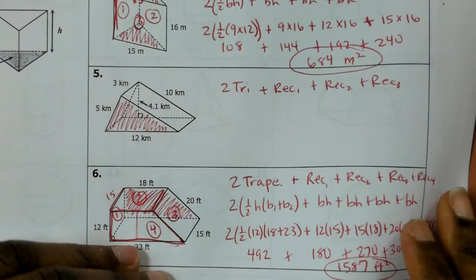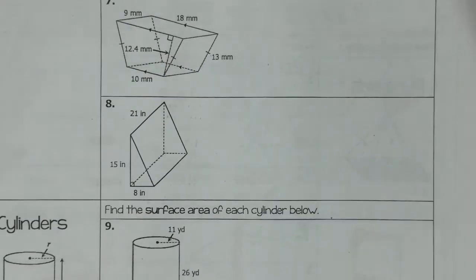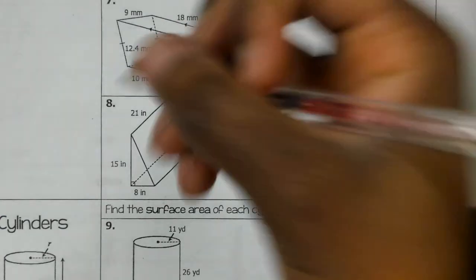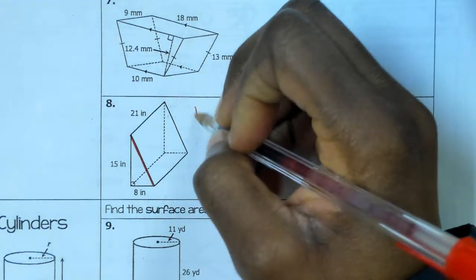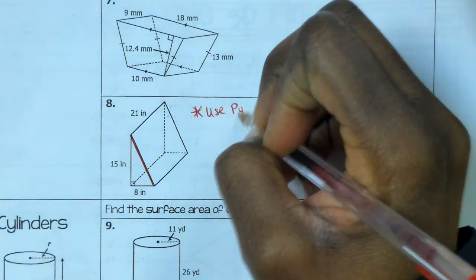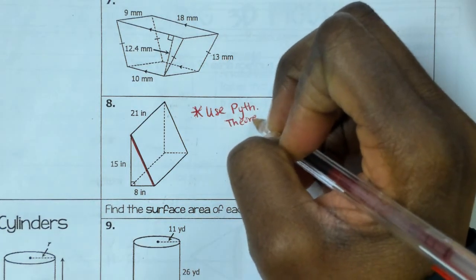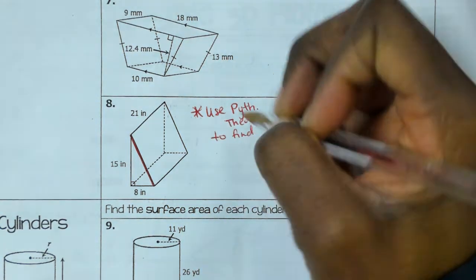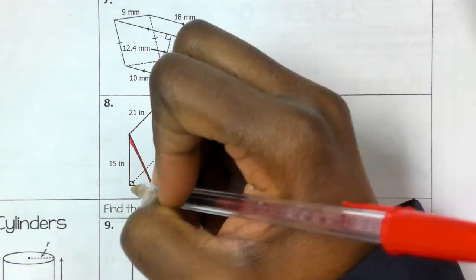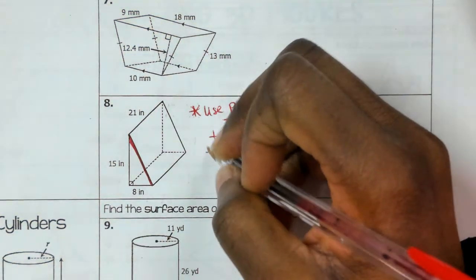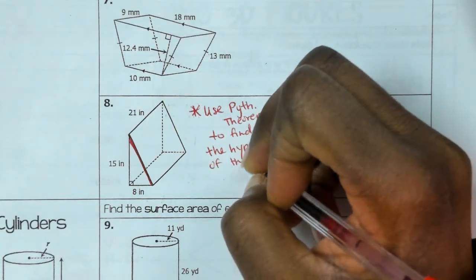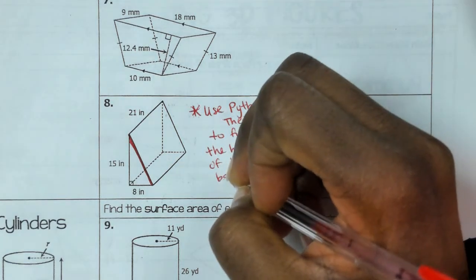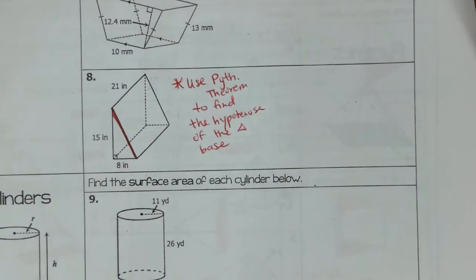So those are our prism volume, or our surface areas. 2 more on the back side. On number 8, they don't give you this side, so you do need to use something that we've been using, which is the Pythagorean theorem. And this is the hypotenuse of the triangular base. So that's your hint to do that first, and then you can do what you did before.